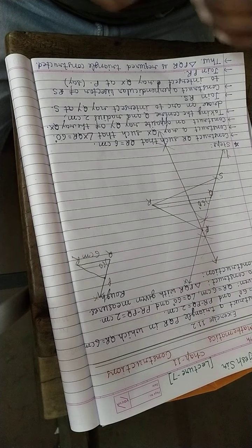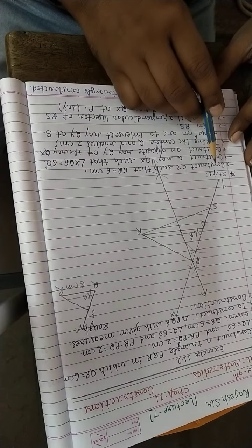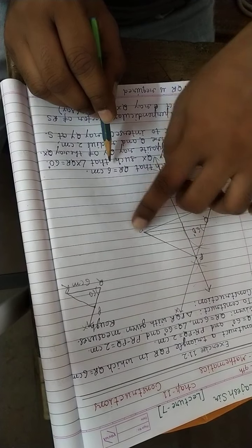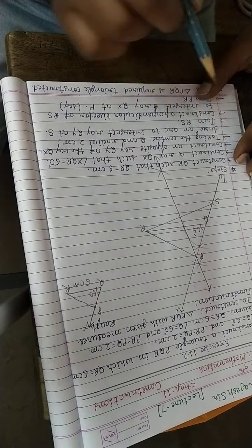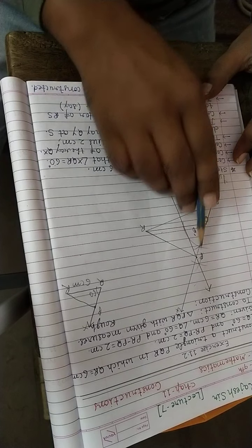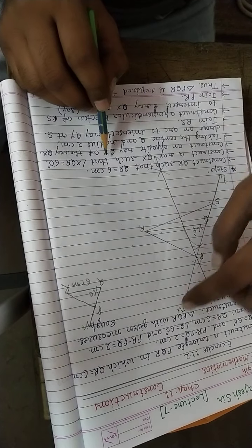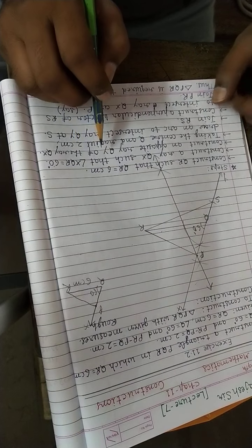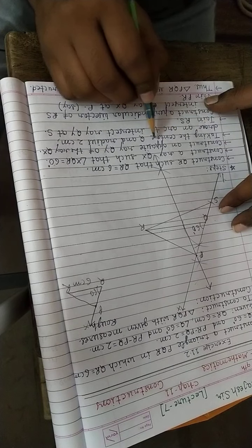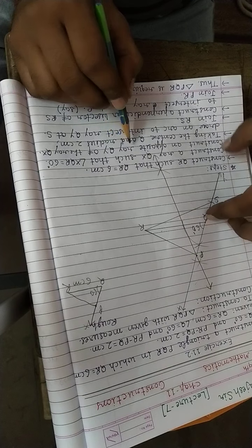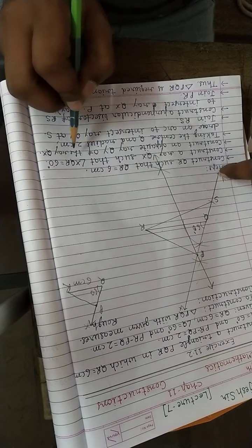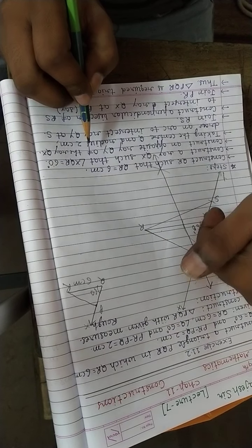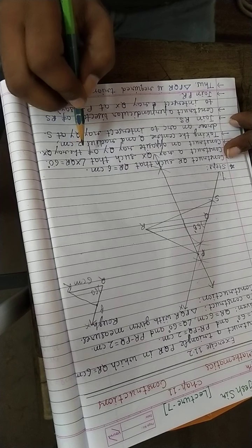We will see the steps here. First step, construct QR such that QR equals 6 centimeter. Then second step, construct a ray QX such that angle XQR is 60 degree. The next step, construct the opposite ray QI of the ray QX. QX ray we got, and now its opposite ray QI we have drawn in the third step.